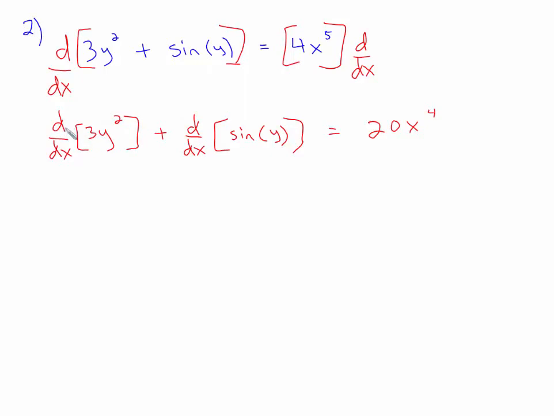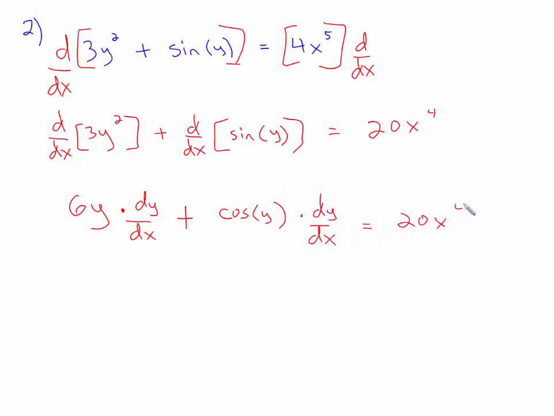Right here we're taking the derivative with respect to x of something with a y, so we're going to do the general power rule here. So 6y, and since we have something with a y, you need to multiply times dy/dx. Over here also we have plus the derivative of sine of y. The derivative of sine is cosine of y, and then since we're taking the derivative with respect to x of something with y, you need the dy/dx, is equal to 20x to the fourth.